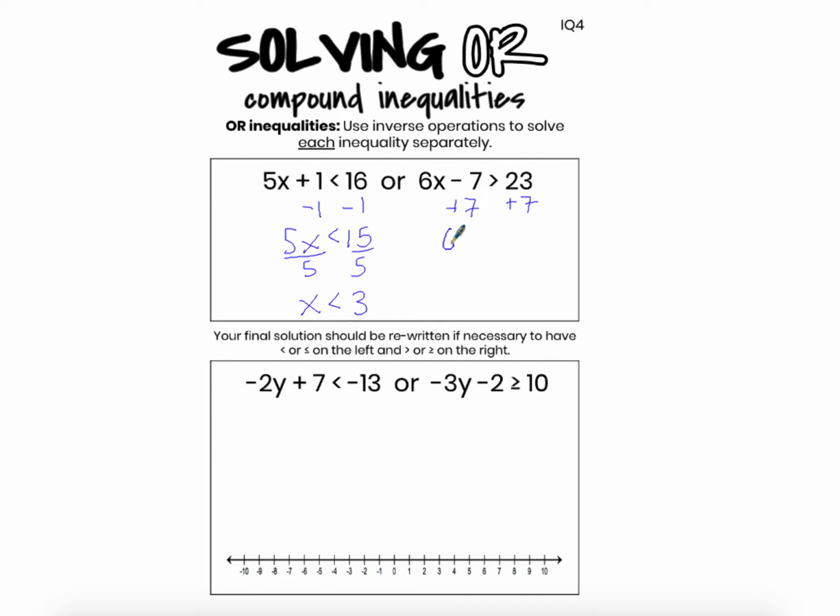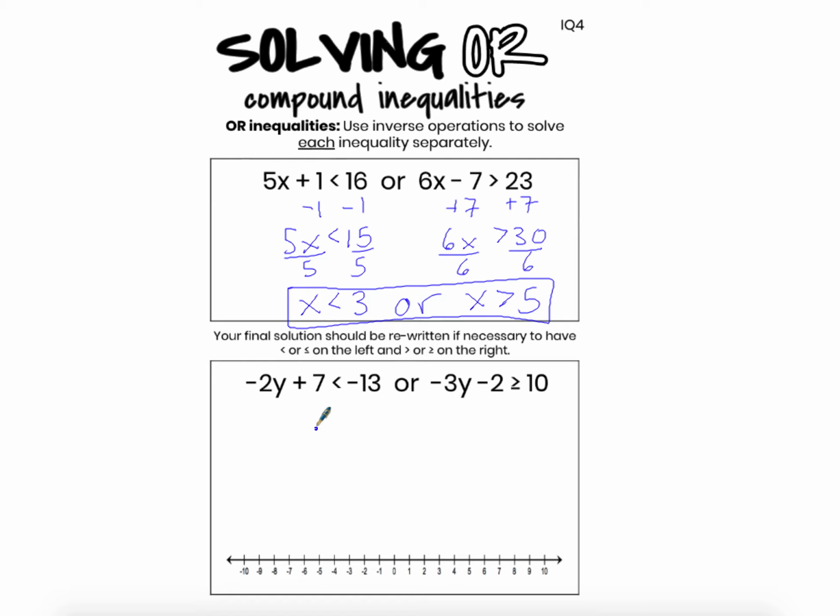We add 7 to both sides of the inequality, giving me 6x is greater than 30. When we divide by 6, there is no flip because 6 is positive. We do not need to flip the inequality. So my solution to this compound inequality is x is less than 3 or x is greater than 5. The solution to this compound inequality is all the numbers less than 3 or greater than 5.